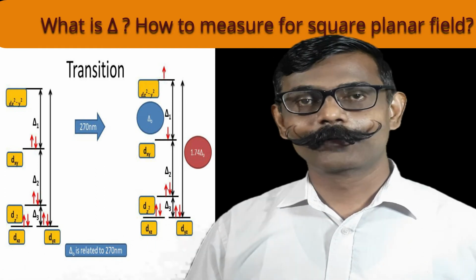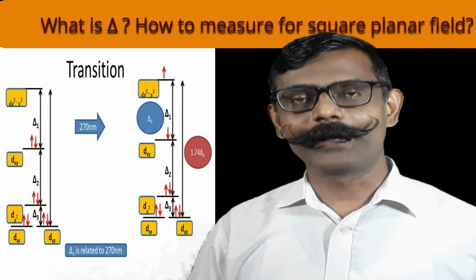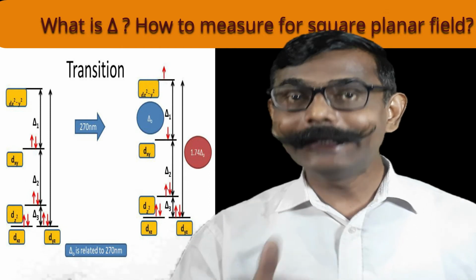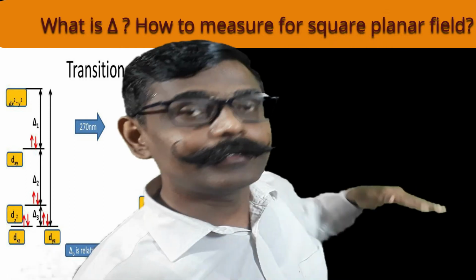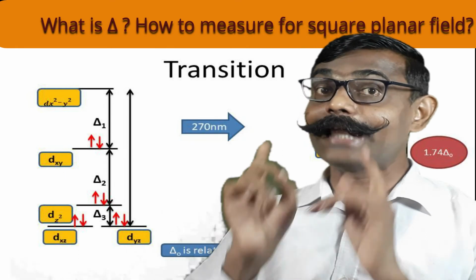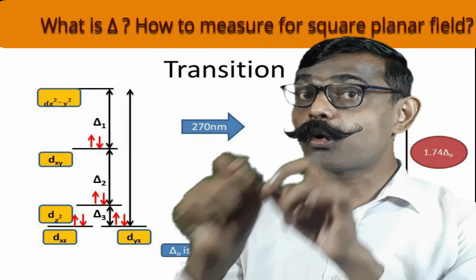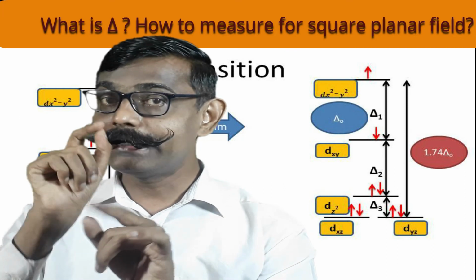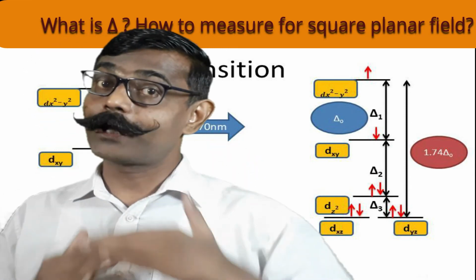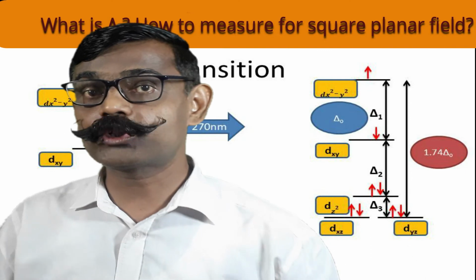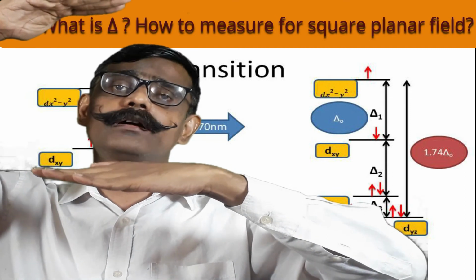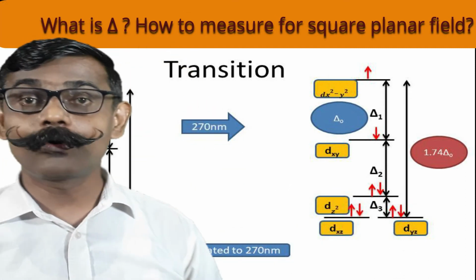All electrons are paired. So actually many transitions are possible, but the majority occurring transition, or the transition of low energy, is none other than excitation of an electron from dxy to dx2-y2, and that gap is equal to delta O. In the previous videos I discussed those energy levels. What is the definition of the splitting parameter? The energy gap between the lowest split orbital and the highest split orbital, and that gap is 1.74 delta O.